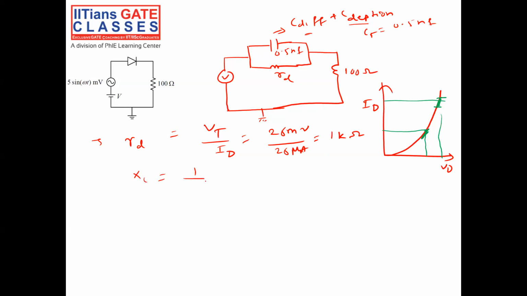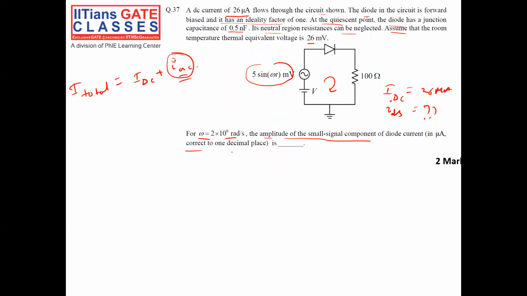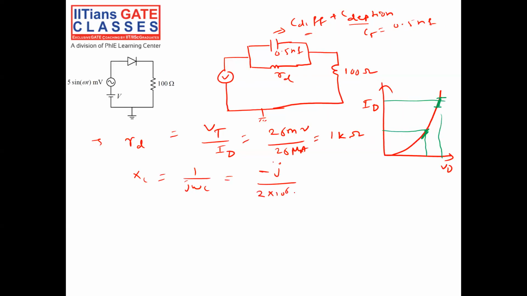Xc is equal to 1 by j omega c, which is equal to minus j by omega c. Omega is how much, guys? Omega is 2 into 10 power 6, into c, which is 0.5 into 10 power of minus 9. So 6 minus 9 is minus 3, the 1000 comes up, so Xc is equal to minus j into 1000. This is my Vin, 5 sin omega t.